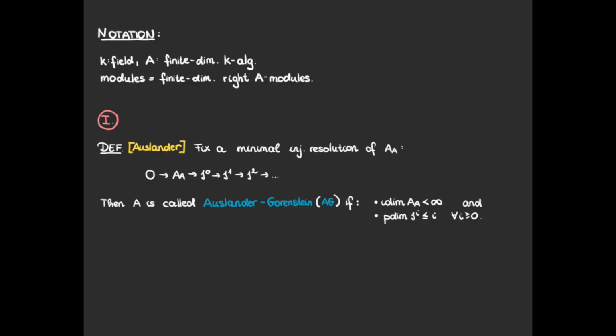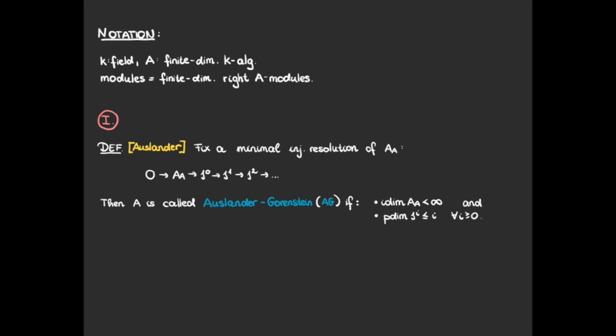So in my talk, A will always be a finite dimensional algebra over a field K, and modules will be finite dimensional right A modules. The main definition for this talk is due to Auslander. If we take an algebra and fix a minimal injective resolution of it, then we call this algebra Auslander-Gorenstein if it satisfies two conditions. First, we would like this resolution to be finite. And second, we have a condition for each term appearing in this resolution: we would like the term in degree i to have a projective dimension at most i.